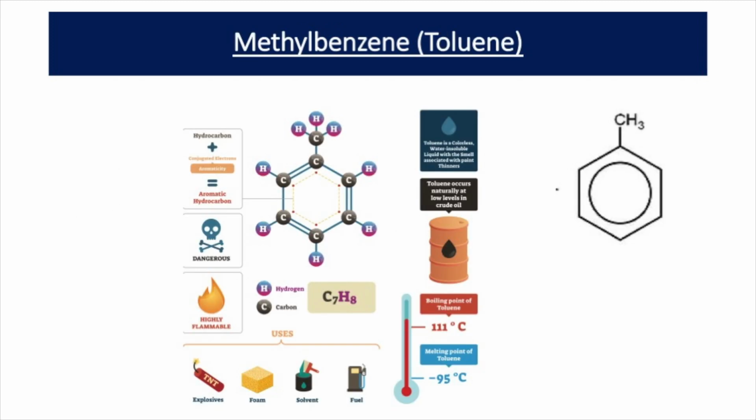Now, as we study more organic chemistry and more aromatic chemistry, you'll come across compounds such as methylbenzene, old name toluene. Now, methylbenzene is a very important solvent, and it occurs naturally in crude oil, and it's also used to make products such as TNT, explosives.